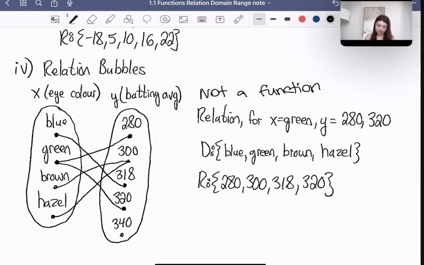Good. Okay. Then for domain, they wrote down the different eye colors, so blue, green, brown, and hazel. And then for range, they wrote down the different batting averages. I will note they left out 340 because nothing actually went there, right? Things only went to 280, 300, 318, and 320. So those were the only possible batting averages that they gave us, even though I'm sure overall there's probably more batting averages possible, but these are the only ones that came up with this relation specifically.